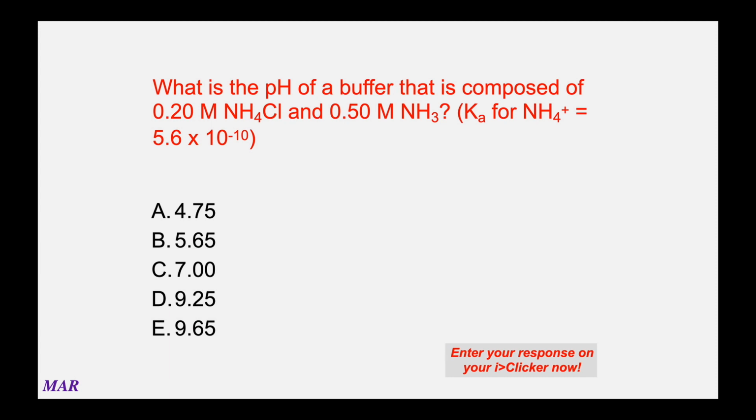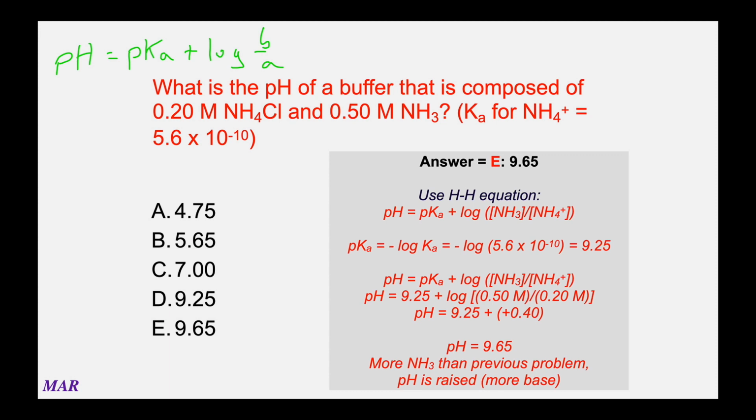Okay, I'm assuming you've worked on the problem, so let's do it. Again, what I would recommend for this question is the same as the last one. pH equals pKa plus log base over acid. The base here will be ammonia, and the acid will be ammonium. So you'd have log of 0.50 divided by 0.20. You can use the same pKa from last time. Anyway, if you do this problem out, you end up with a pH of 9.65.